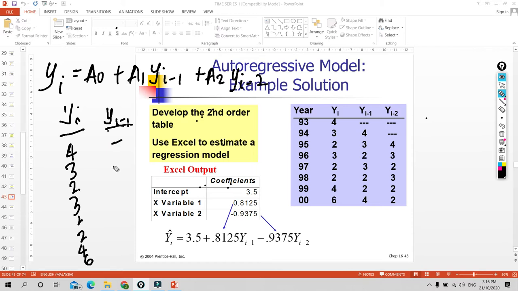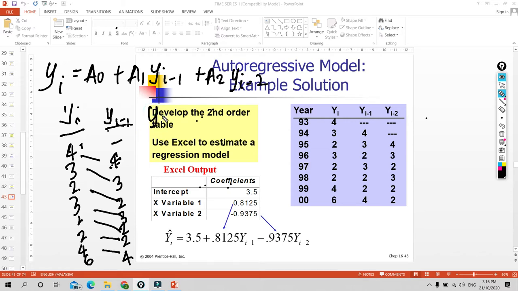For the second one, we just take this value 4. Here is 4, and then for this case we take 3. Here is 2, this part is 3, this part is 2, here is 2, and this part is 4. So you take a previous one. Here is the first order.